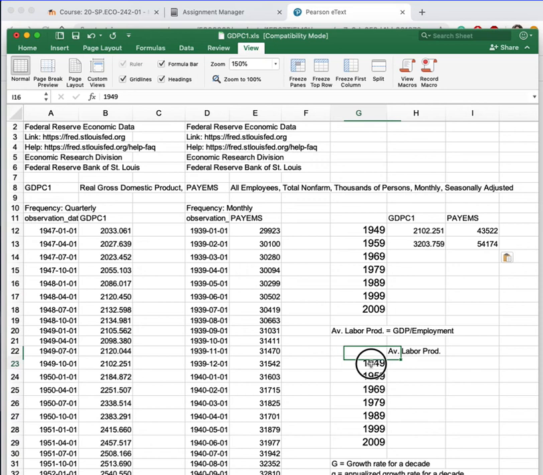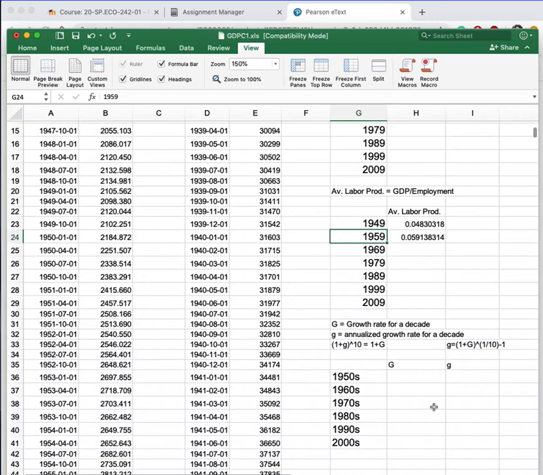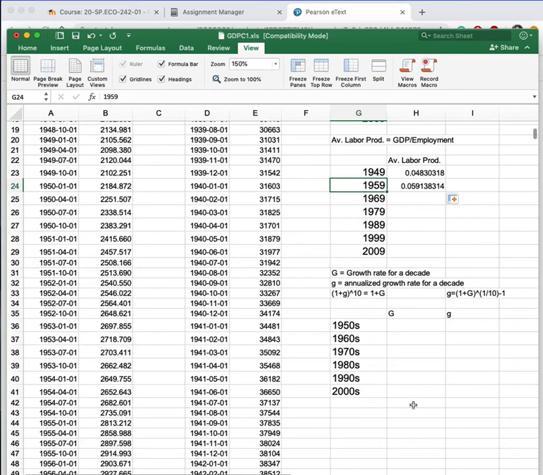So now I have everything I need to compute average labor productivity for these two years, which is simply GDP over total employment. And I can simply drag this. The formula is going to update automatically. So these are average labor productivity for the end of 1949 and for the end of 1959.